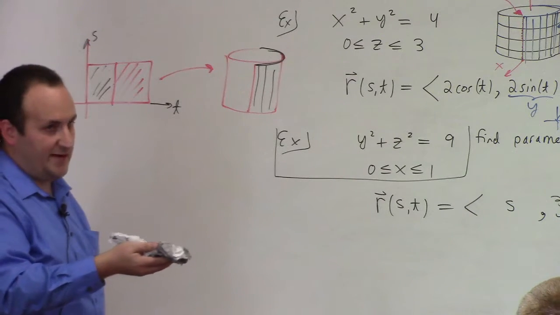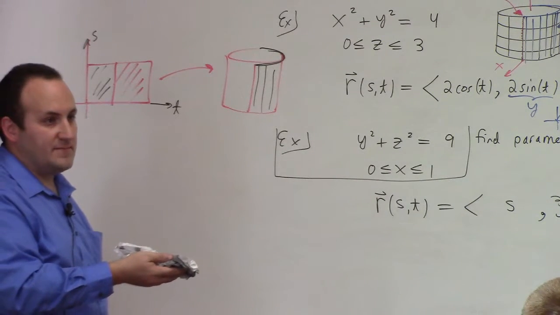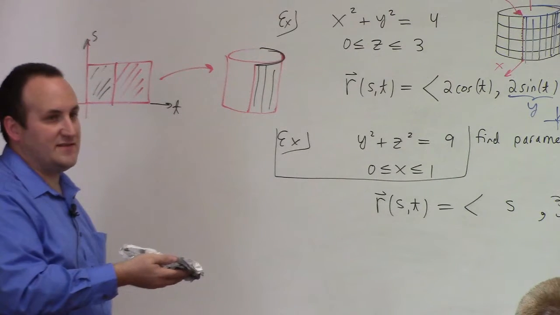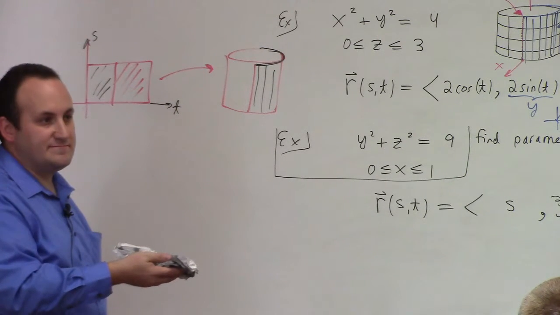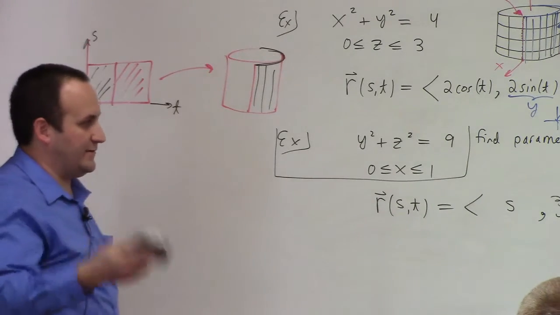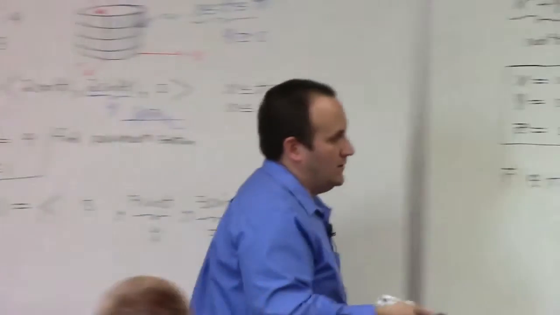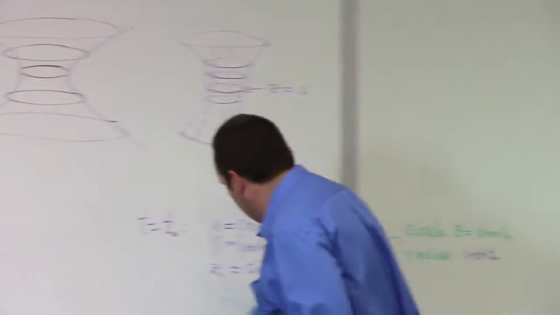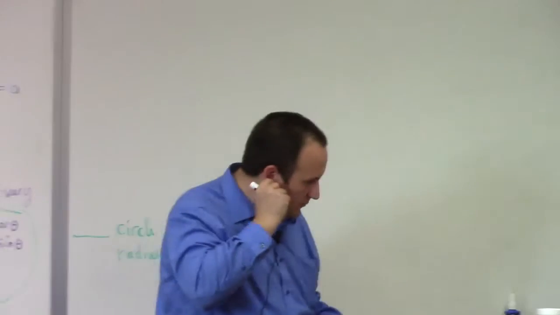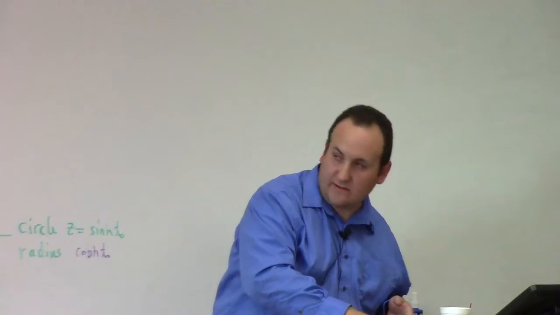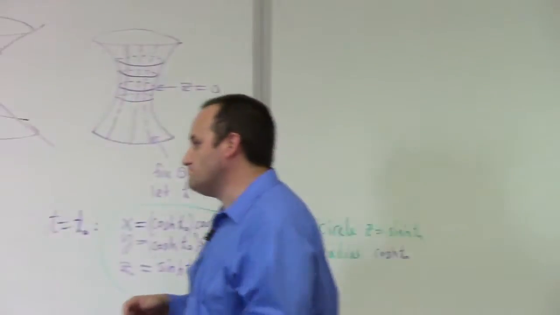There's probably at least half of you who are lost right now. All right? So the way to become unlost is to work some homework problems. But anyway, I want to show you another way to think about these, which is through what are called non-Cartesian coordinate systems. All right?